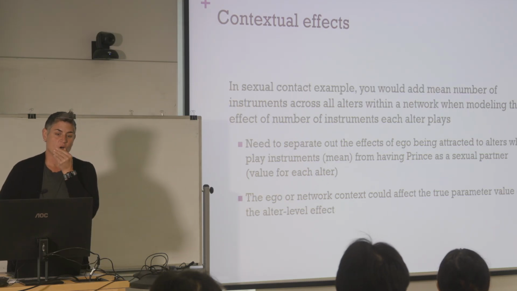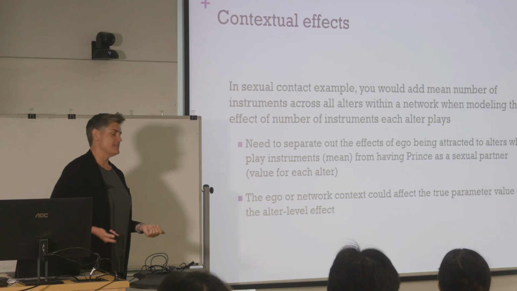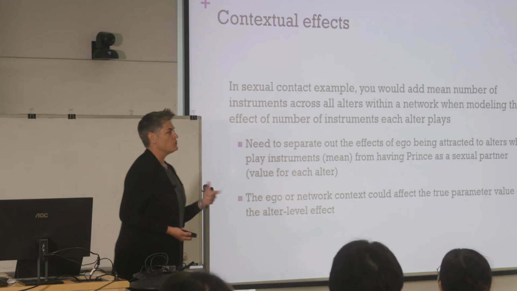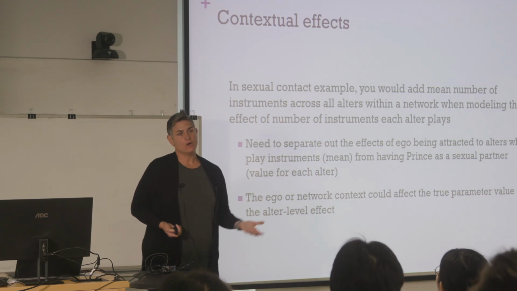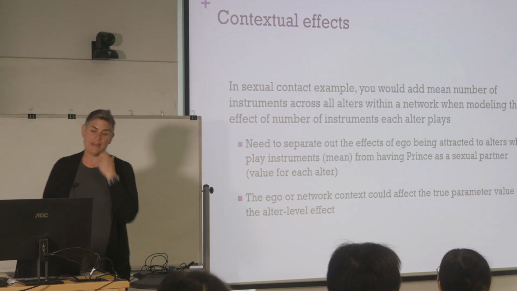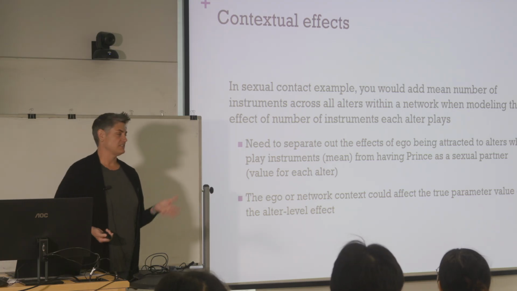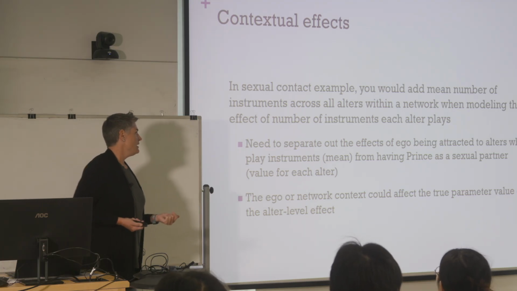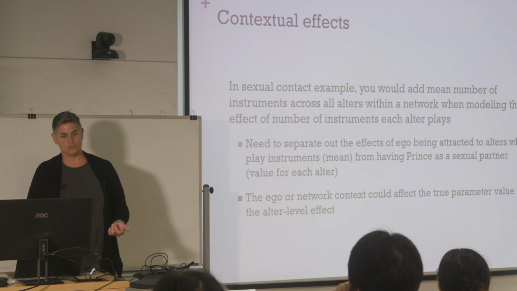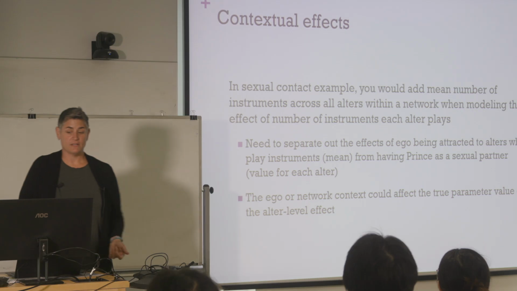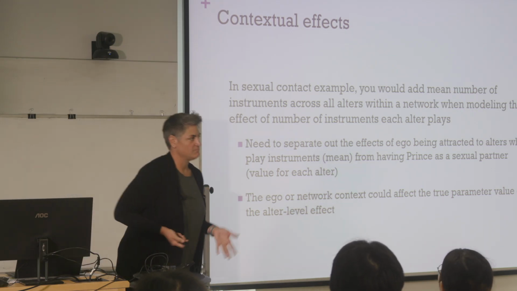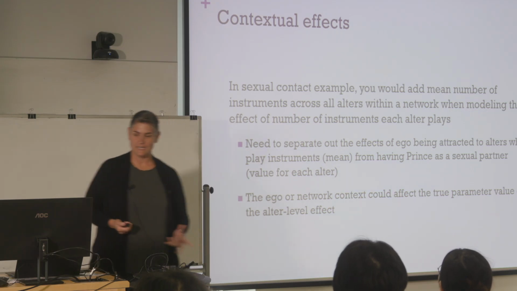Okay, so in the sexual contact example, this is super easy to do. You would essentially just add the mean number of instruments across all alters. So just like you're used to doing when you're creating ego network measures, you just take the mean of that alter level variable, that predictor, and add that to your model when you're modeling the effect of the number of instruments that each alter plays. And so this essentially separates out the effects of ego being attracted to alters who play instruments from having Prince as a sexual partner, right? Because having Prince as a sexual partner, he plays like dozens and dozens of instruments and he's super sexy.